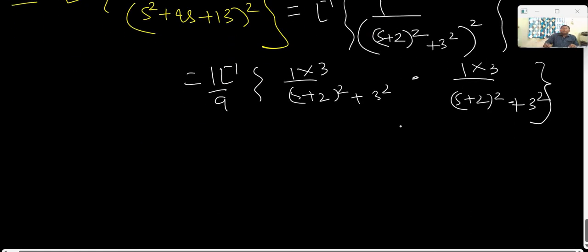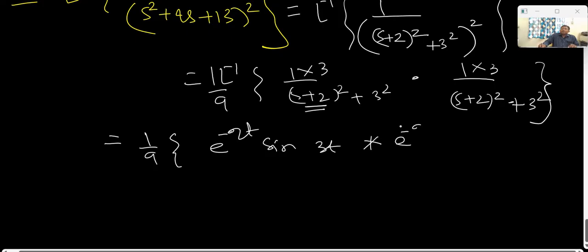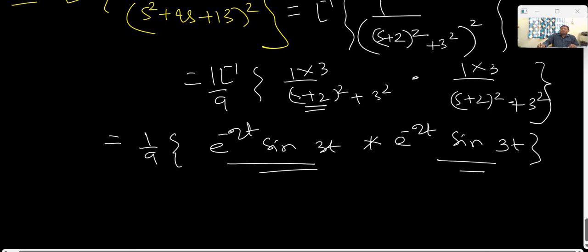So that is equal to 1 by 9, here it is e to the power minus 2t, because of this, right? It is e to the power minus 2t sine 3t, convolution e to the power minus 2t, again sine 3t, is it not? So you apply the formula for the convolution here.